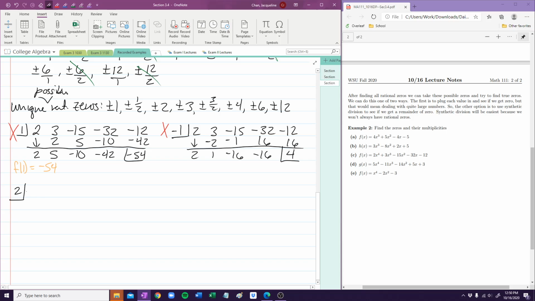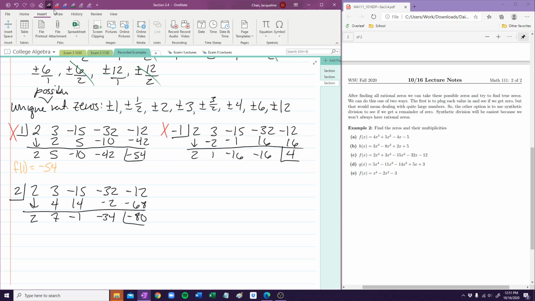first. So I'm going to do 2. Again, I'm going to put 2, 3, negative 15, negative 32, negative 12. And then let's go. So this is 2, this is 4, 7, 14, negative 1, negative 2, negative 34, negative 68. So this is negative 80. So again, not a 0.